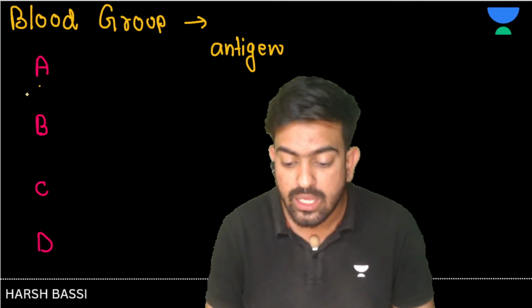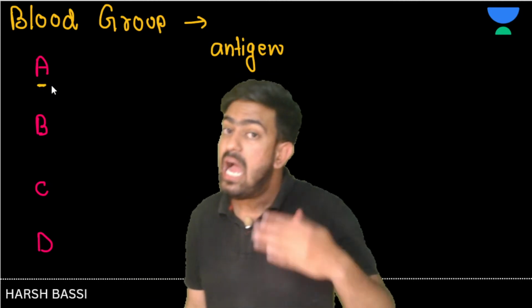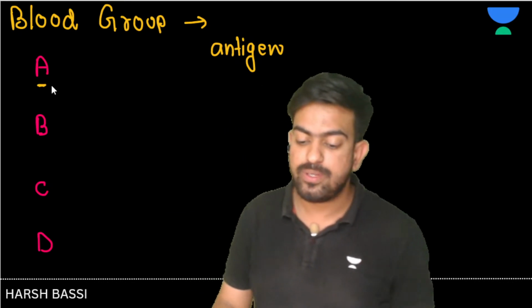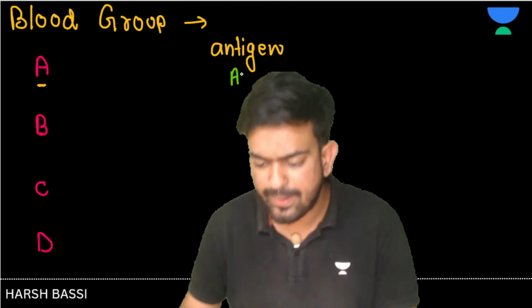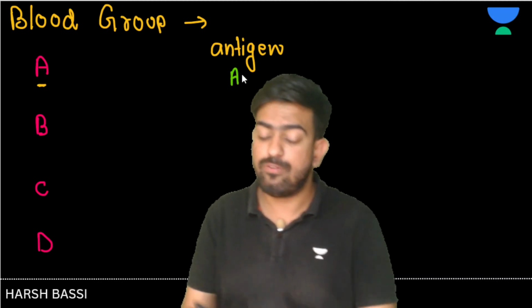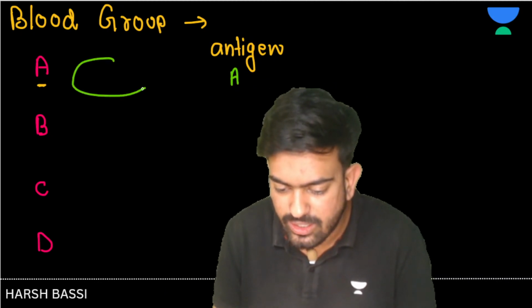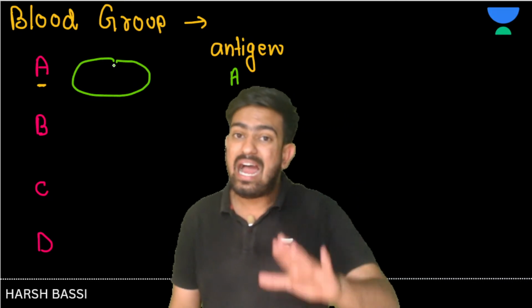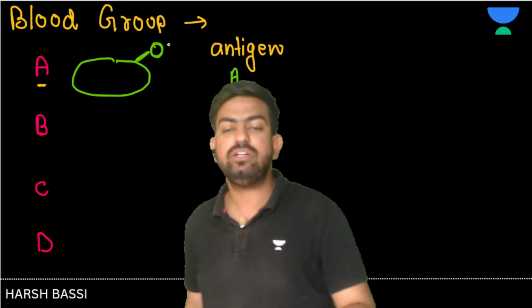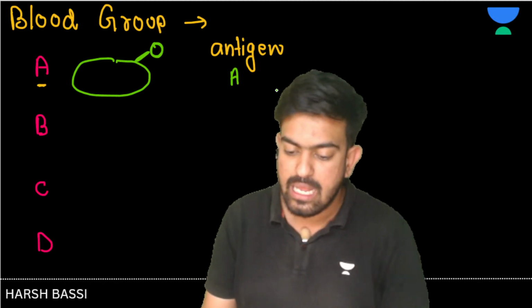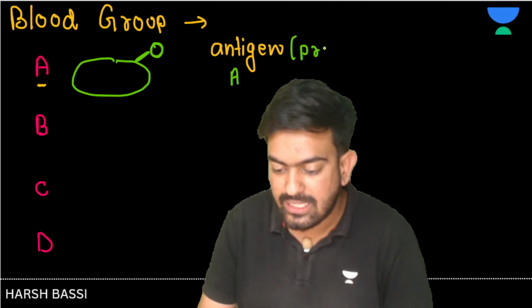So see here, this blood group is A. How did we know that this blood group is A? Because it is having antigen A. Sir, what is antigen? See, this is the RBC, let's suppose, and on the RBC, antigen is present like this. Antigen is what? It is a type of protein.